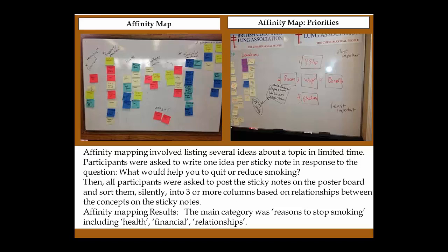We then held a round robin in the group to ask for priorities for the affinity mapping. The main categories, so this is thinking about what information would you put on a website and how would you prioritize it, were reasons to stop smoking, including health, financial, and relationships.